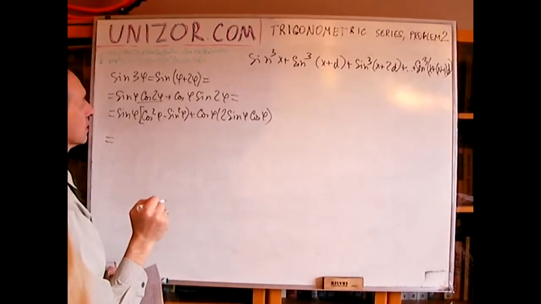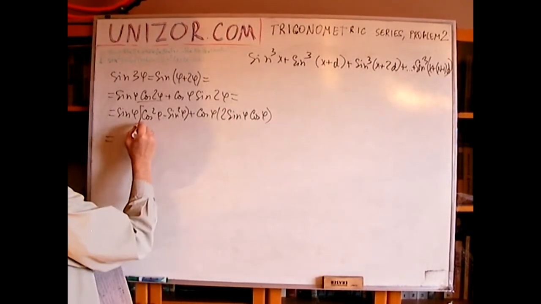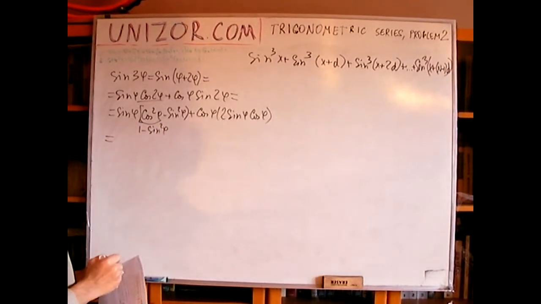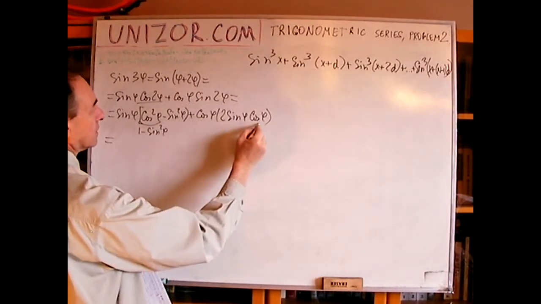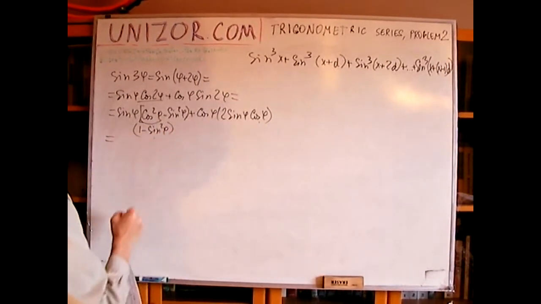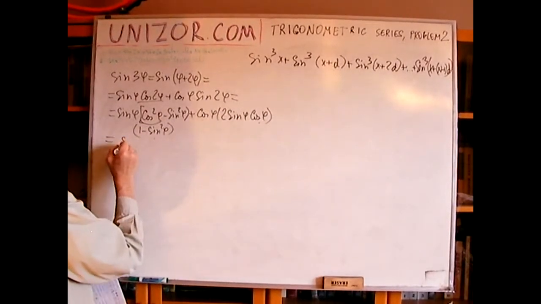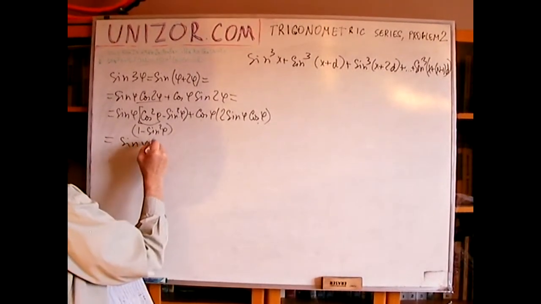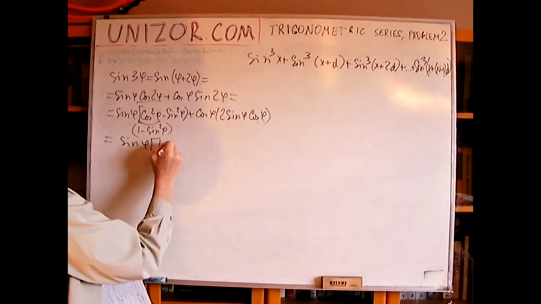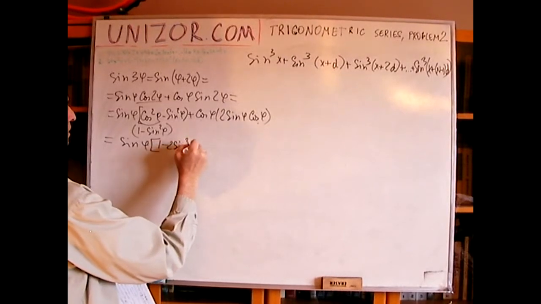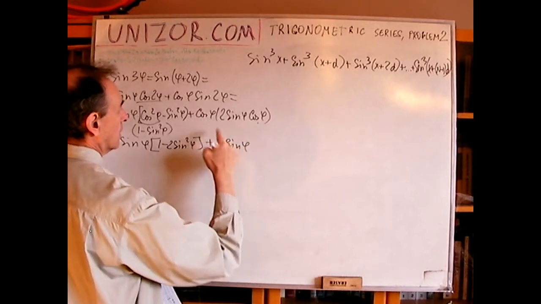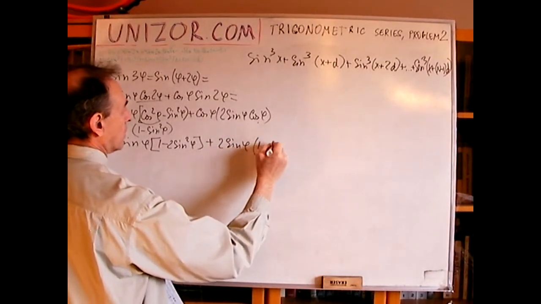I would like everything to be in sines, which means this cosine I will replace with 1 minus sine square phi, if you don't mind. And here you see cosine, and cosine would be cosine square. I also replace it with 1 minus sine square phi. So what I will have is sine phi times 1 minus 2 sine square phi plus 2 sine phi times cosine square, which is 1 minus sine square, equals.